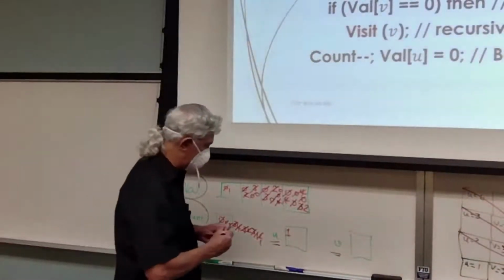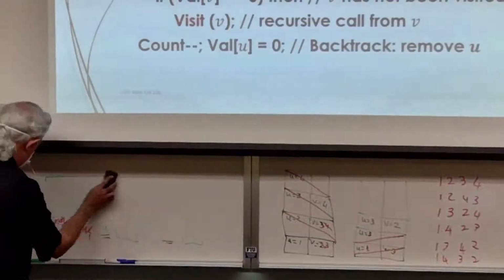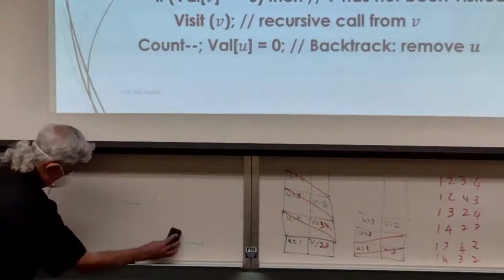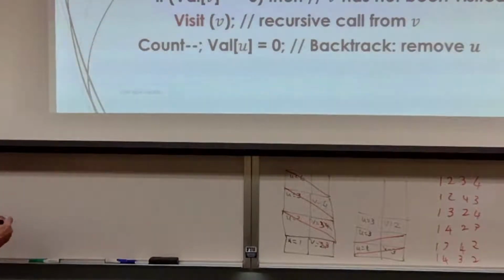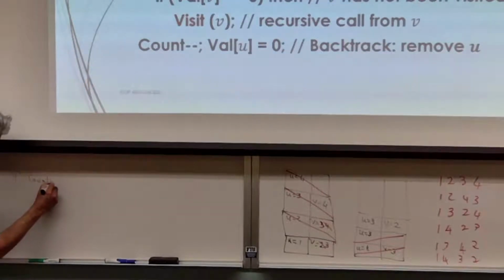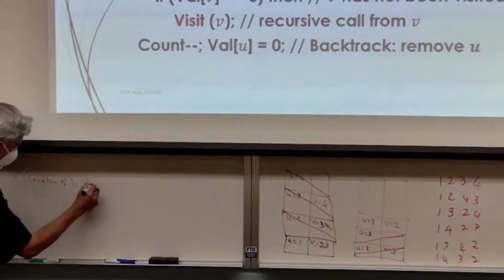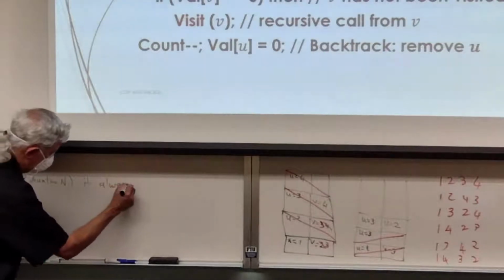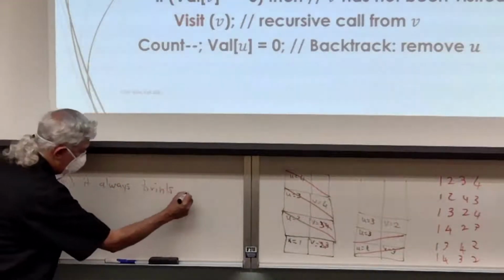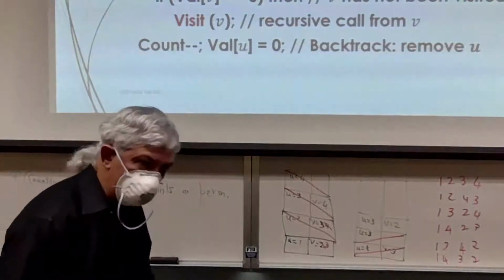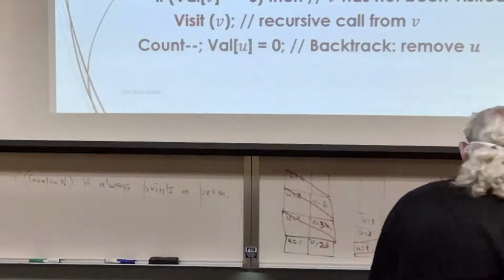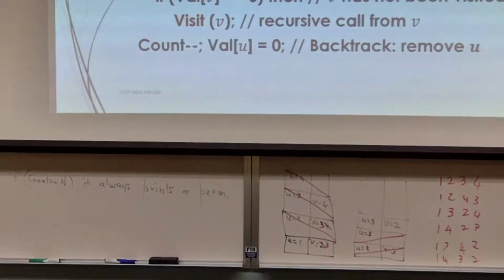Let me write here. So whatever that statement is, if count equals n, it always prints a permutation. That's what you just showed me, right? What else? Is that enough? Clearly not, right? What else do I have to show in order to prove that this is correct?